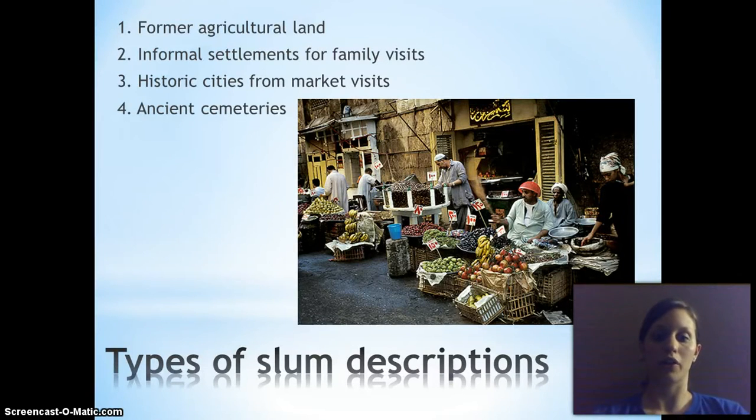To begin, we will look at 4 types of descriptions, resources, and products of slums. Type 1 divides former agricultural land, which can be used to produce tourism and natural capital, from agricultural fields.